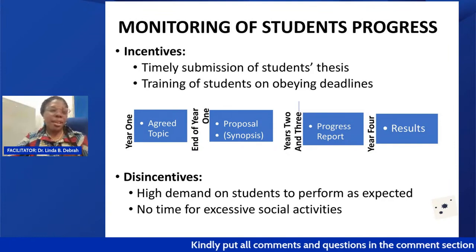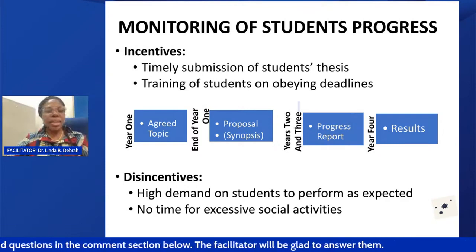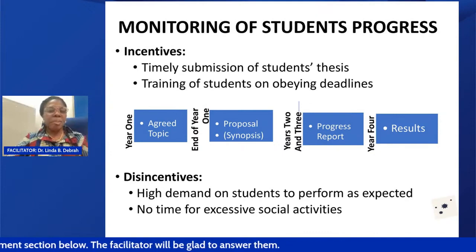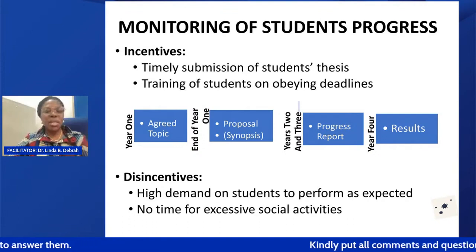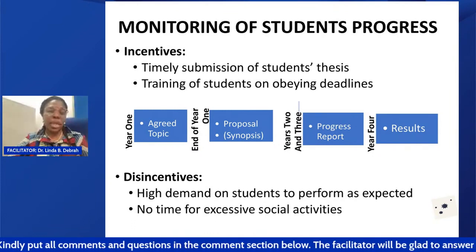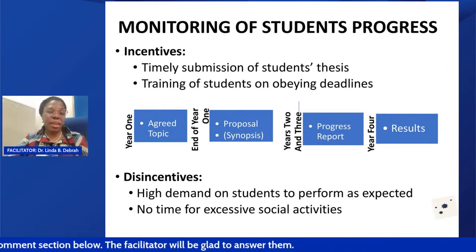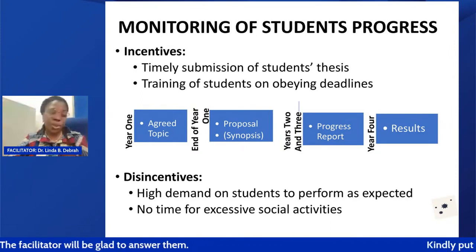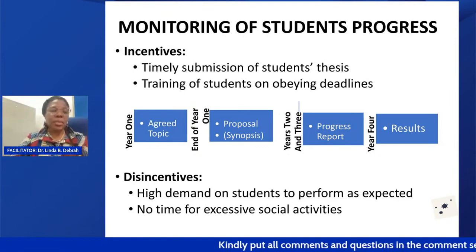G-WAC students are monitored. There is a strict rule for monitoring, and training is for the students to know how to obey deadlines. If you have all these monitoring systems in place, certainly there's going to be timely supervision of students' theses. There's not going to be delays. But students sometimes will think that the demand and expectations are too high. You don't have time for excessive social activities. The word is excessive.